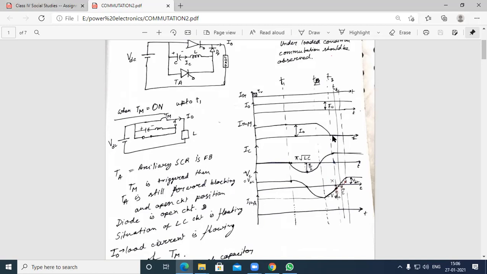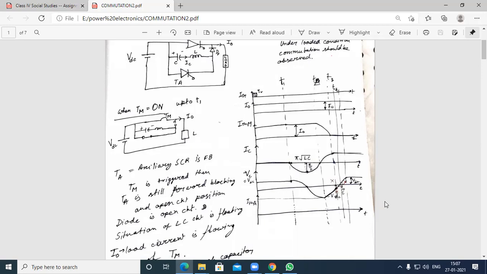Thyristor current will be 0 when IC is equal to I0. So IC equal to I naught is at this point. At T3, we can see IC equal to I naught, and at that point, the thyristor current will be 0. In this way, the main thyristor is turned off. After T3, the current flowing through the thyristor is 0, but the voltage is large. So turning off by making the anode current 0 is actually forced commutation.